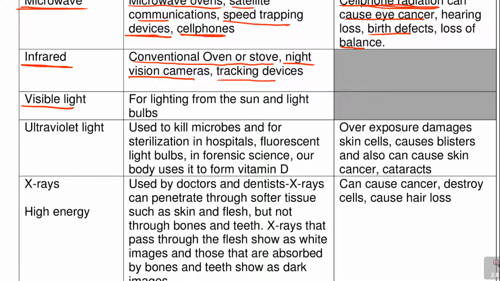Visible light: we benefit from the normal lighting from the sun so that we can see, from darkness to light. We also use it in lighting bulbs.